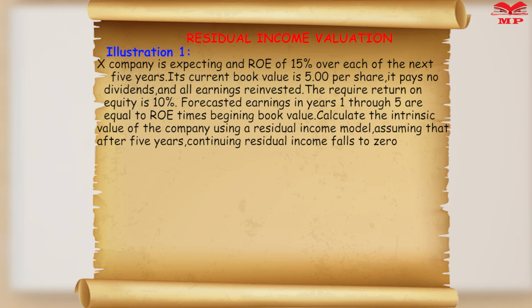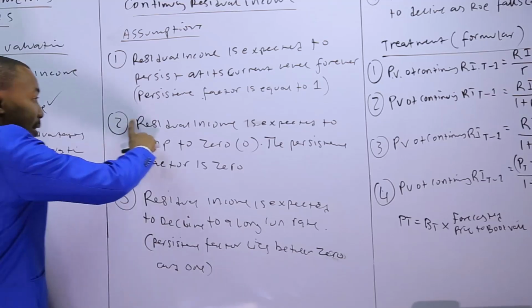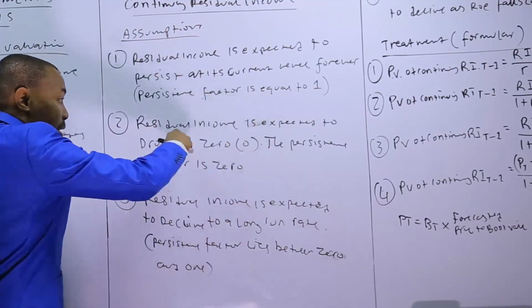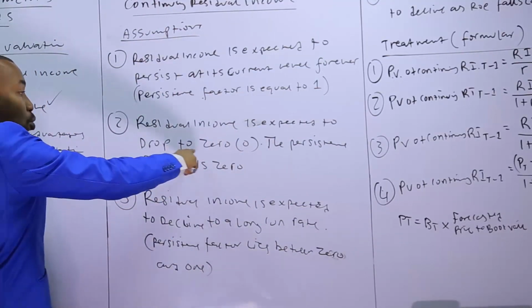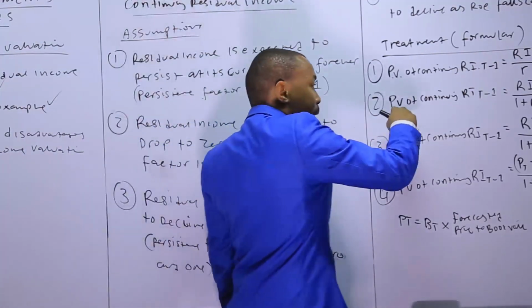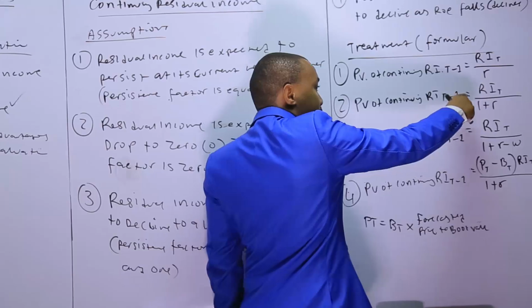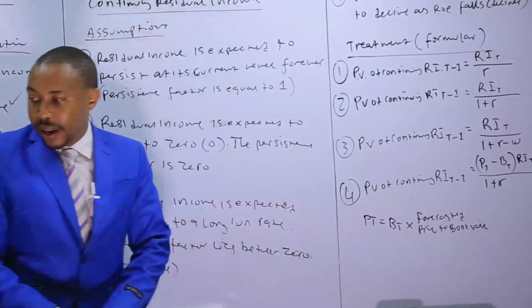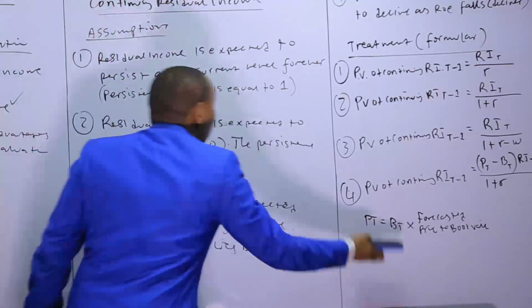Now, which assumption are we trying to look at? We are looking at the second assumption right over here, that continuing residual income is expected to drop to 0 and the persistence factor is 0. So we go to the corresponding formula. Present value of continuing residual income is equal to residual income over 1 plus r, like that. So we'll be able to apply that very shortly.